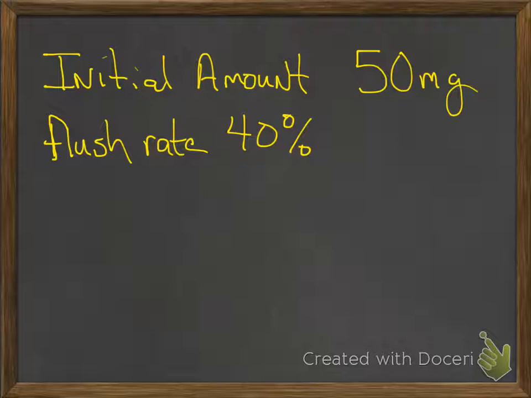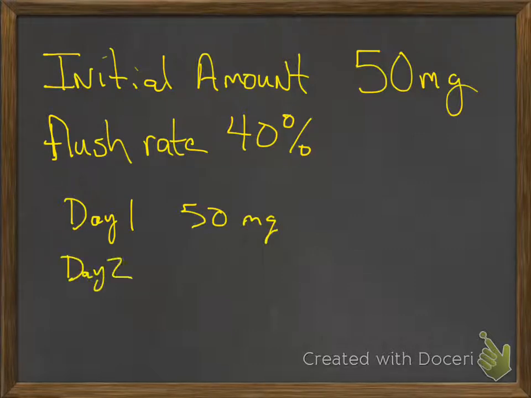So what I would do here, let's say on day 1, obviously I take it, and I take my 50 milligrams. That's how much I have in my system on day 1. But on day 2, I need to do the 50 milligrams times the 40%, because that's how much is kicked out. Hold on one second, let me double check on that. And let me fix that.